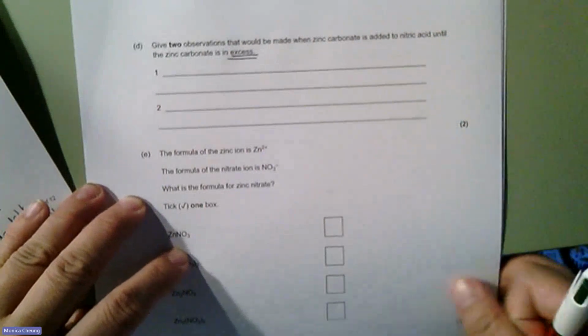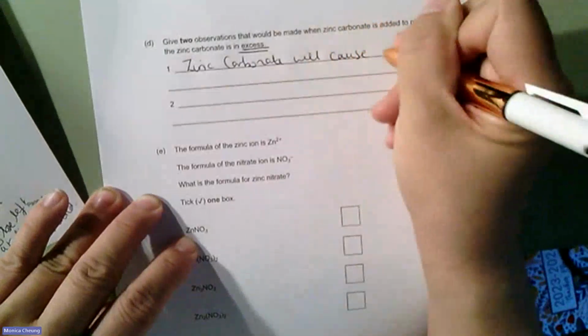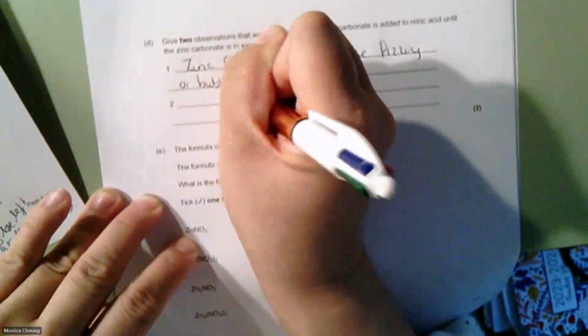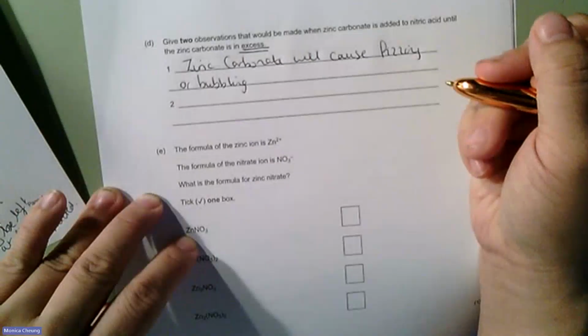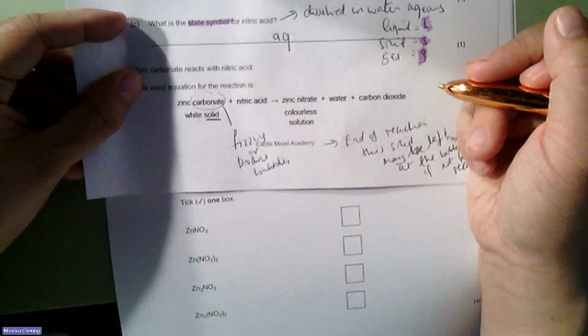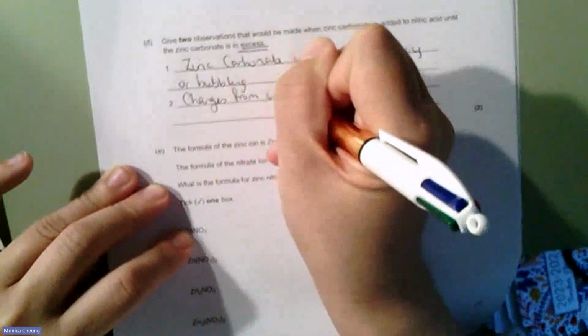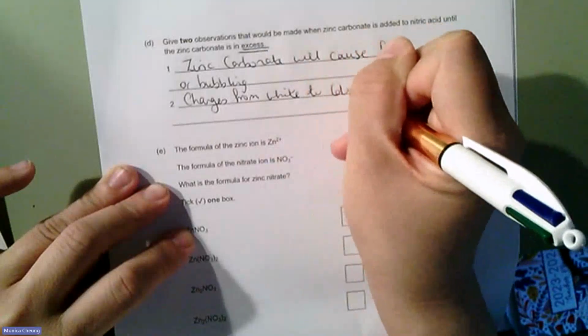So the first thing that's going to happen, as we mentioned earlier when we looked at our equation, is that zinc carbonate will cause fizzing. One of our other observations we talked about a moment ago. It goes from white to colourless. So we can also say it changes from white to colourless.